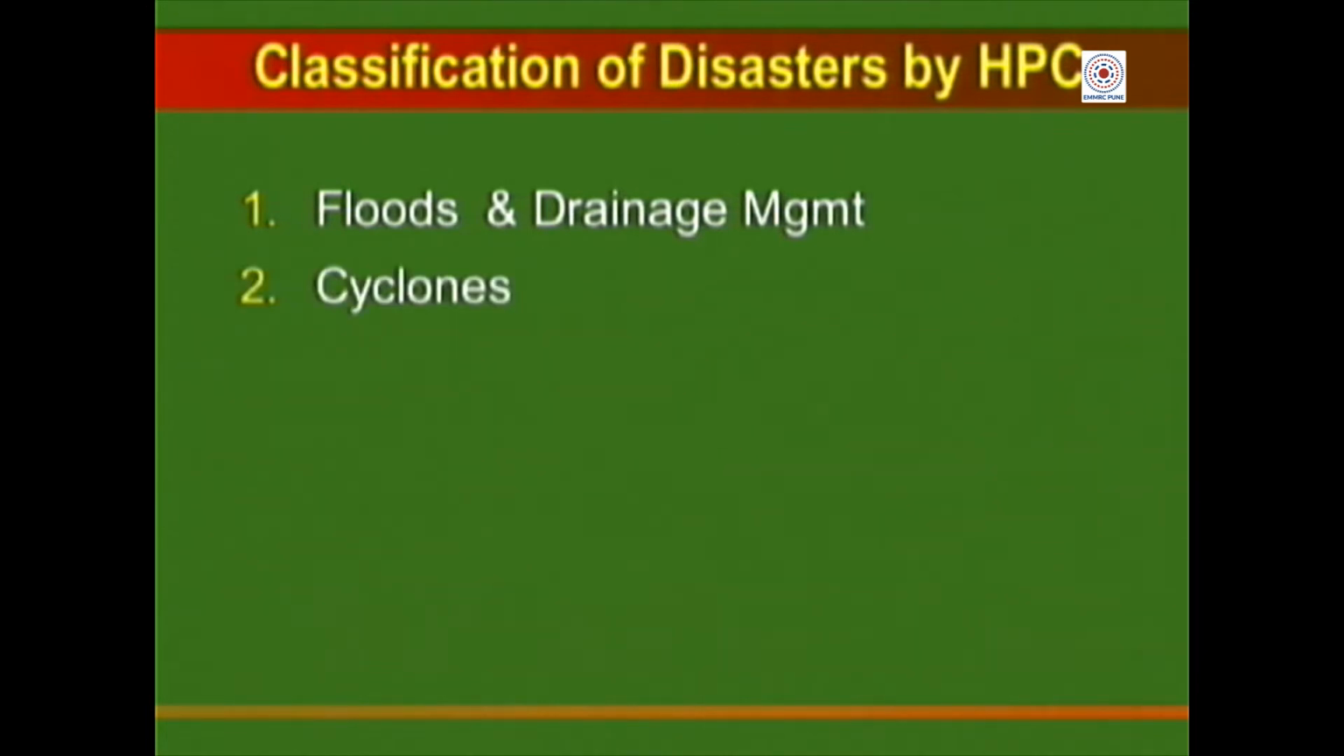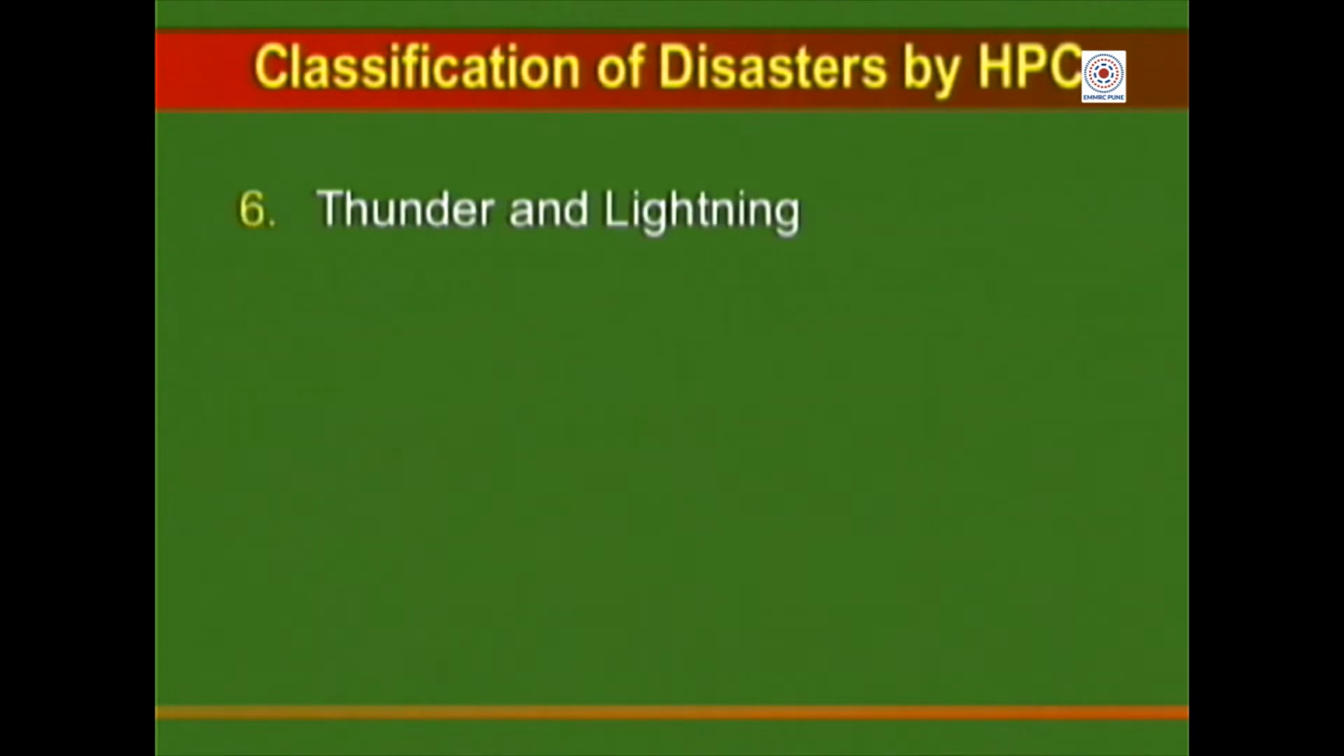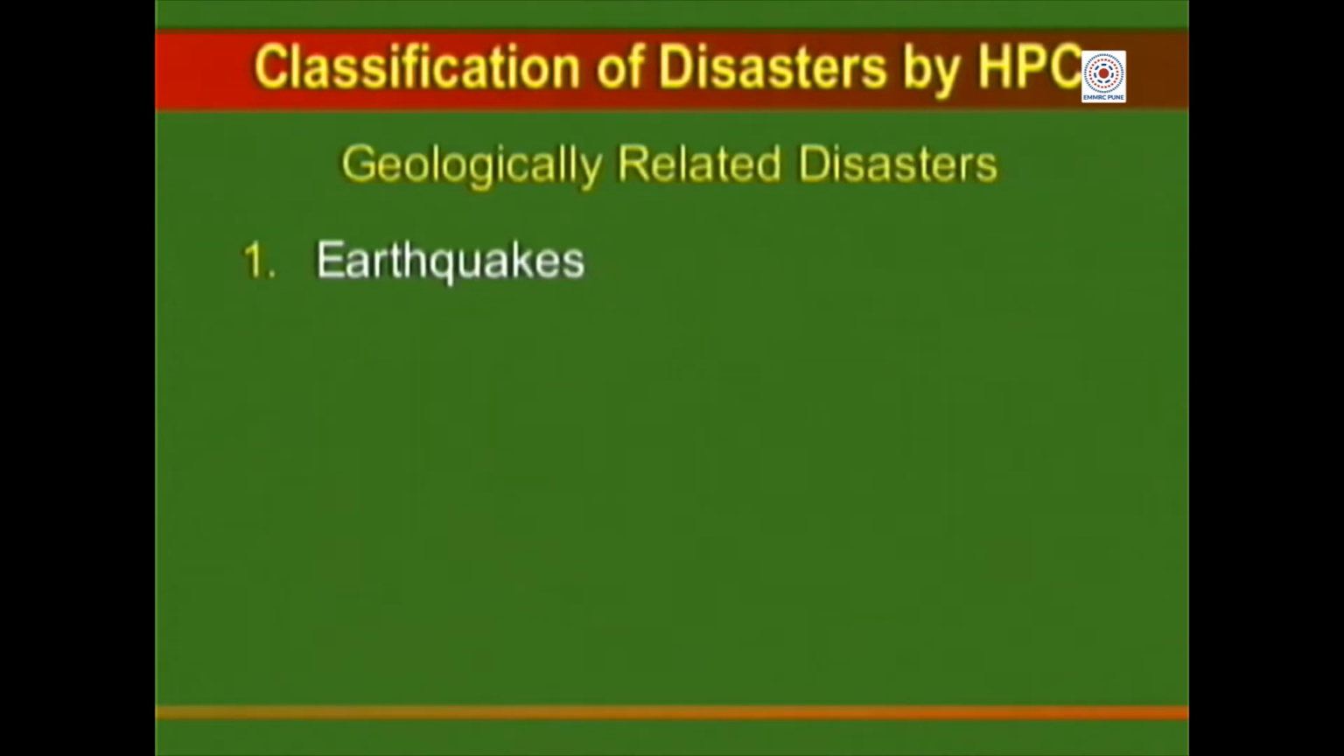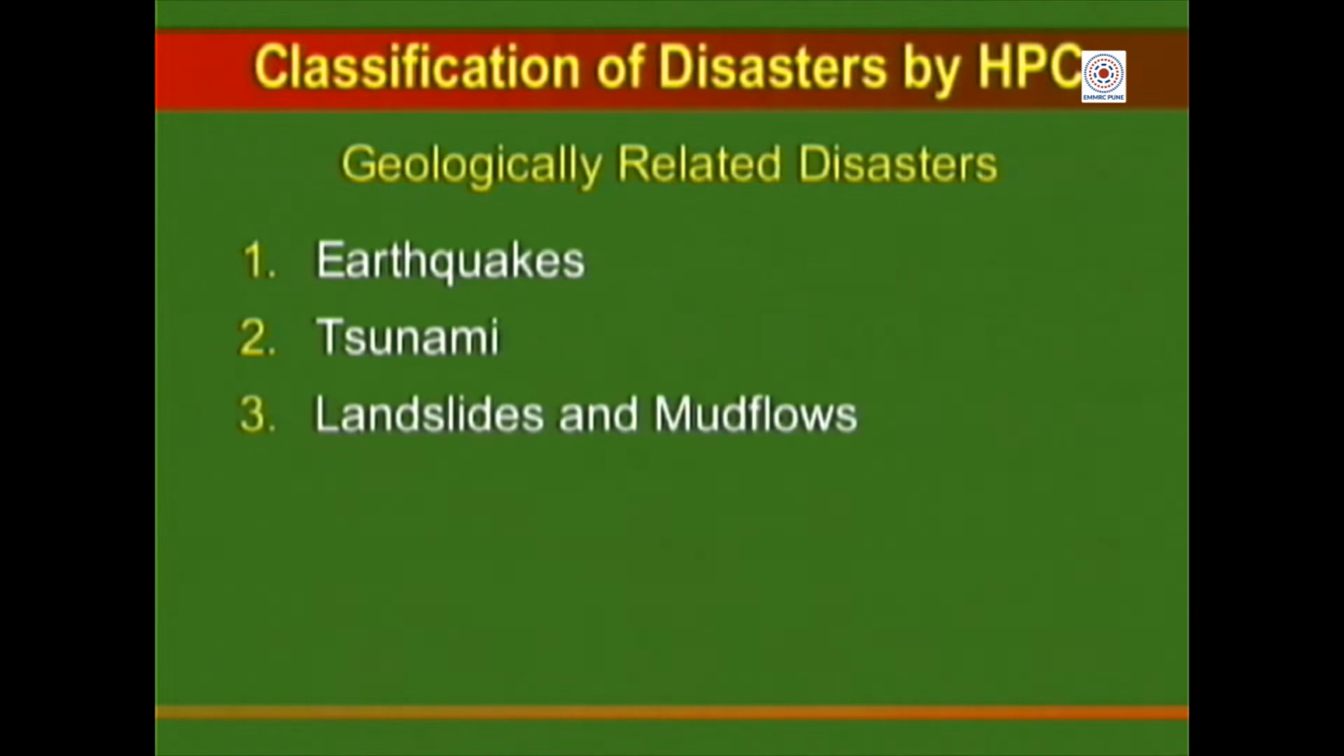As I told you, water and climate related disasters include floods, cyclones, tornado, hailstorm, cloudburst, thunder lightning, snow avalanche, heat waves and cold waves, sea erosion and drought. The geological disasters are earthquake, tsunami, landslide, mud flow, dam burst and mine fires.